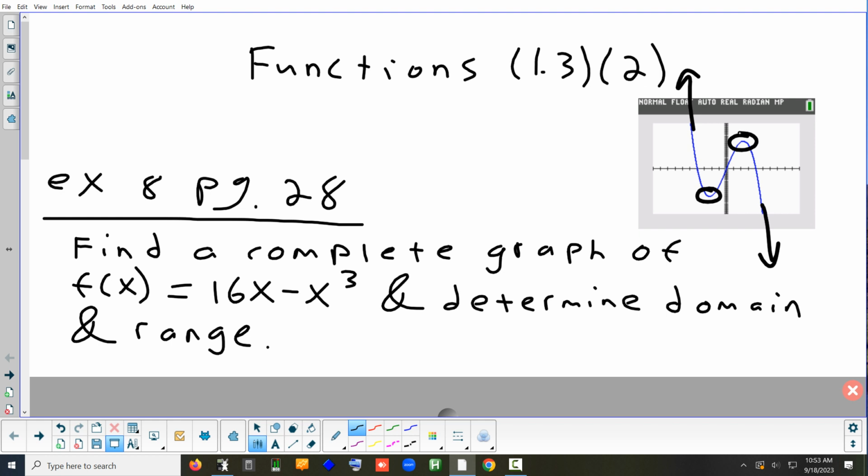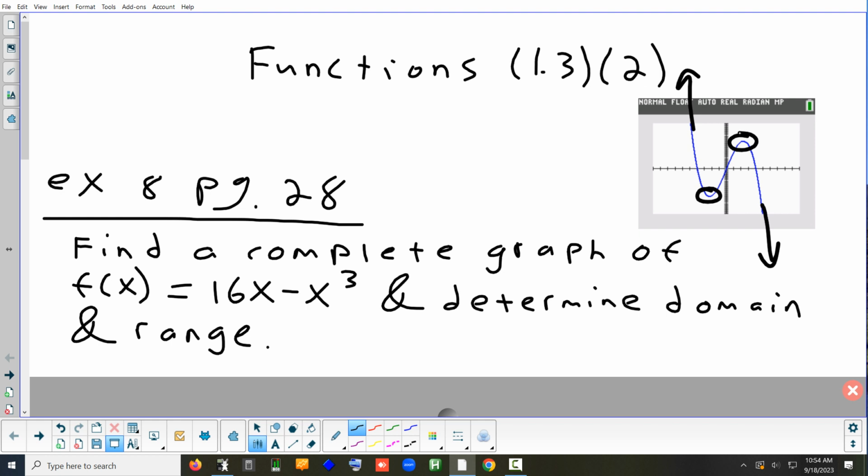Okay, so find the domain and range. When we want to find domain, there are two things you have to be careful about. One of them is taking the square root of a negative. Is there a square root in this problem? No. Is there a fraction with a variable in the bottom? No. So the two things that you are not allowed to do don't happen in this one.